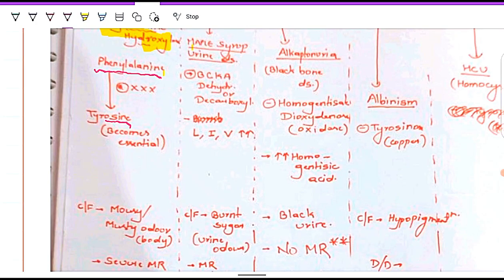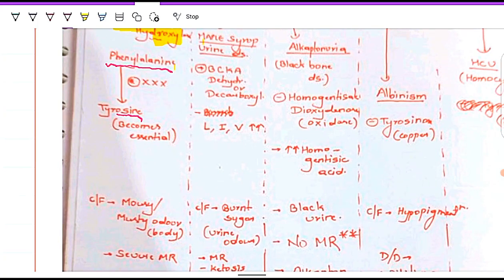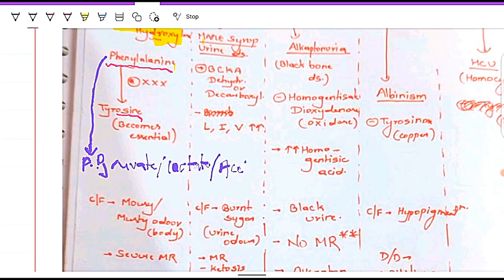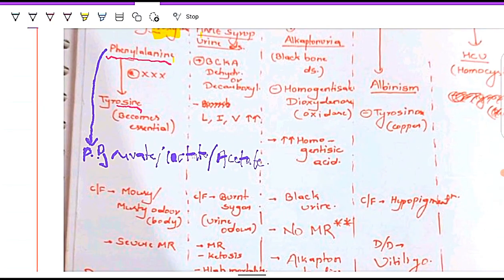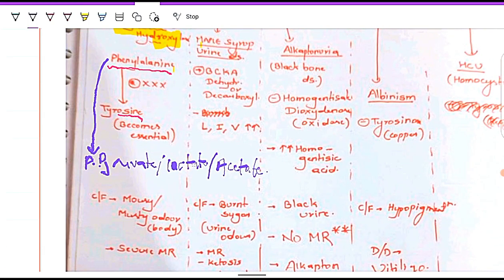Because the phenylalanine is not getting metabolized, it will get converted to certain products, which are called phenyl pyruvate, phenyl lactate or phenyl acetate. Now these products are mainly responsible for the clinical features which are seen in a patient or a baby with phenylketonuria, because these disorders will be present since birth because there is an enzyme deficiency.